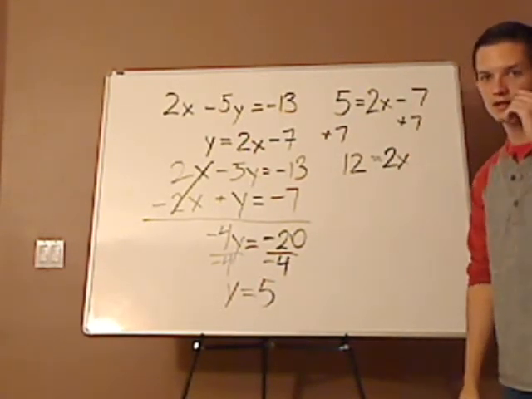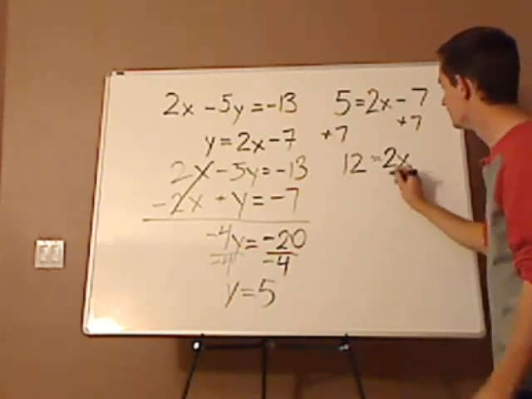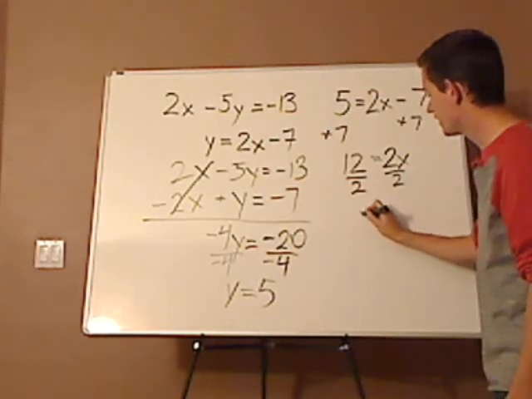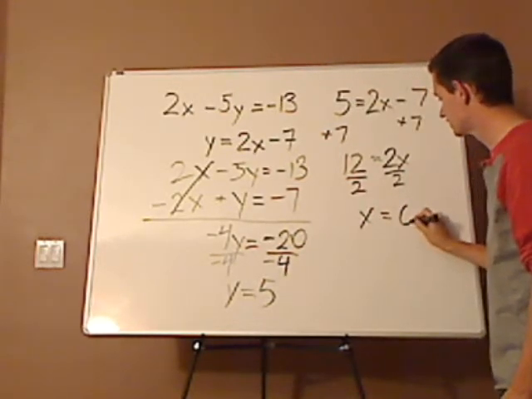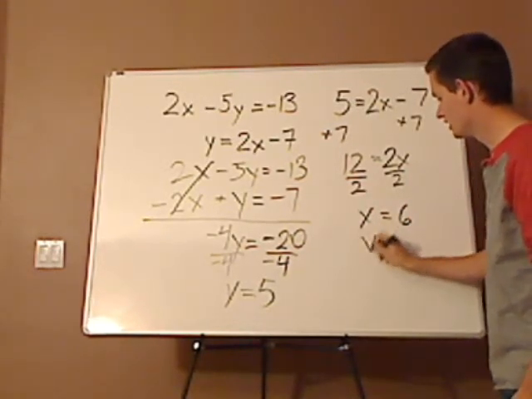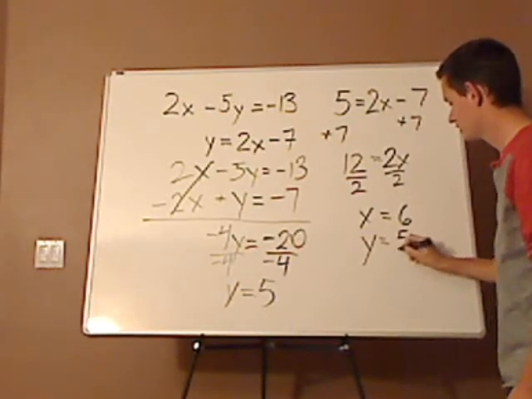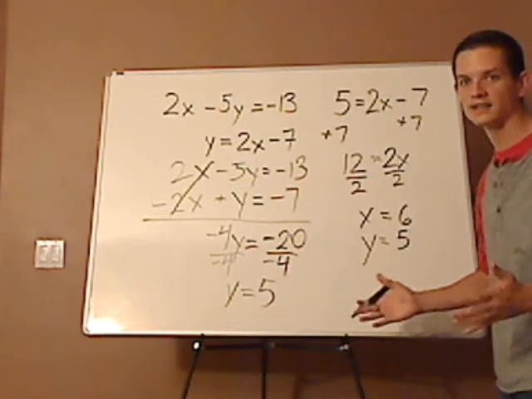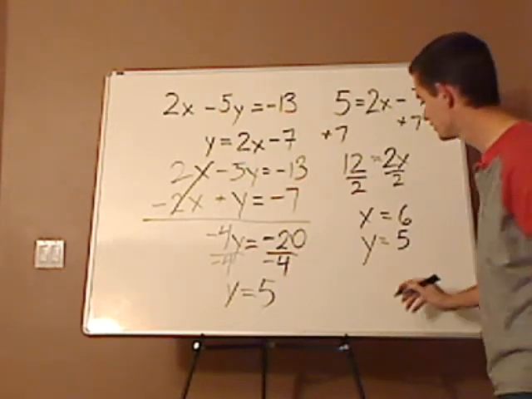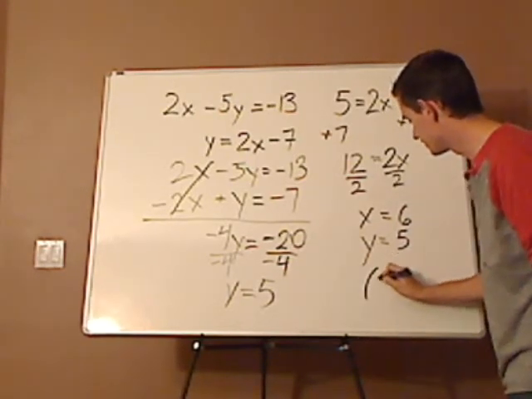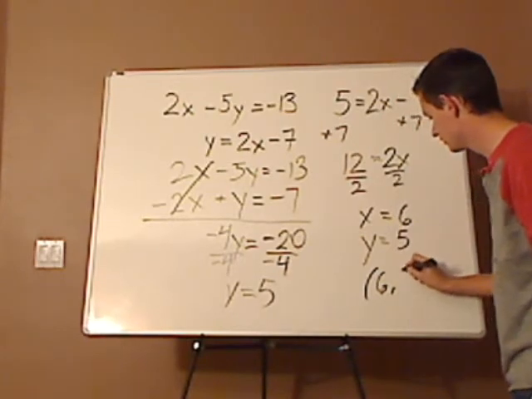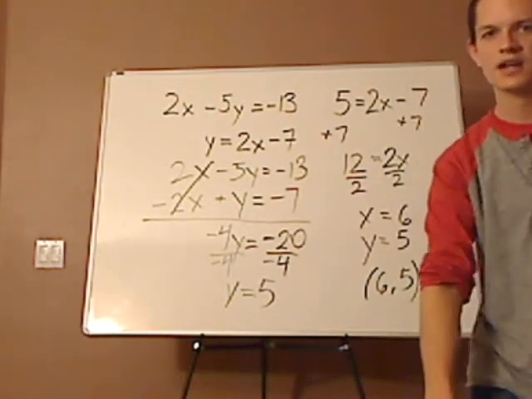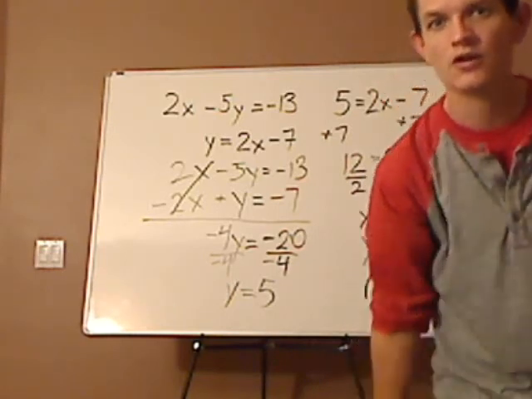Now what are you going to do next? Divide both sides by 2. So you get x equals 6 and y equals 5. Or you can write that as a point, because when two lines intersect, you get a point. So that would be 6, 5. Now, like I said, you can check your solution.